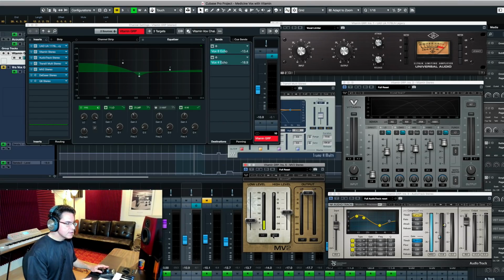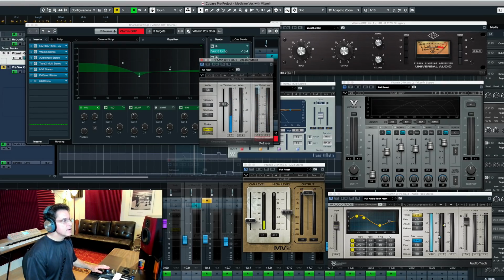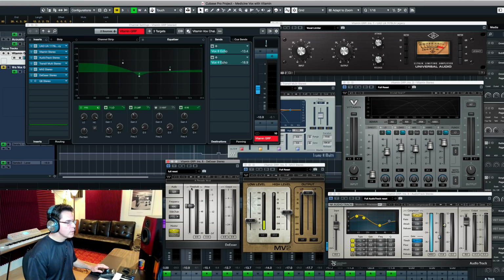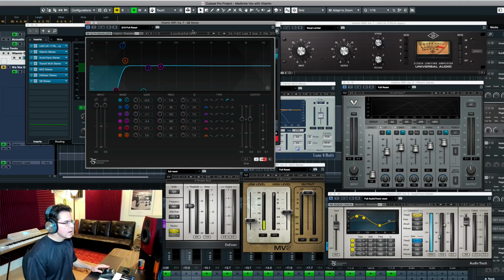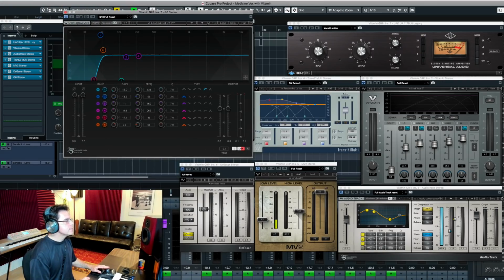Next I'm running the MV2, just using that to get my volume very consistent with the vocal, and running a de-esser there, just the classic Waves de-esser. The last thing I'm doing here, just running a high pass, taking out some of that low end that you really can't even perceive. So that's the chain. Again, 1176 to the Vitamin, audio track, Trans-X, MV2, de-esser, and Q6.